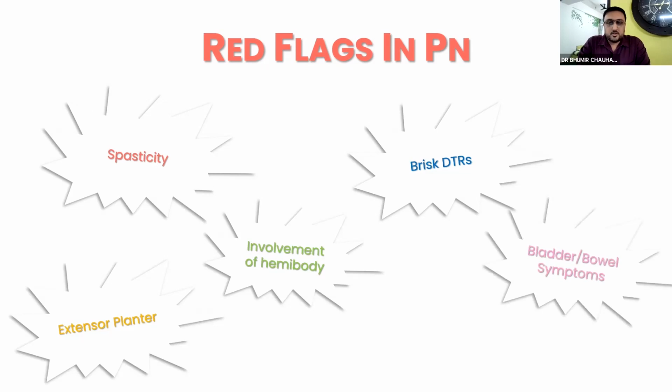Especially in the initial part of the disease, when the symptoms are starting and within a few days or weeks of the onset of symptoms, if the patient is presenting with bladder or bowel incontinence, that usually doesn't go in line with peripheral neuropathy. And on examination, if you are able to find a sensory level, that is a horizontal sensory level, it usually indicates spinal cord involvement, and it is against the diagnosis of peripheral neuropathy.